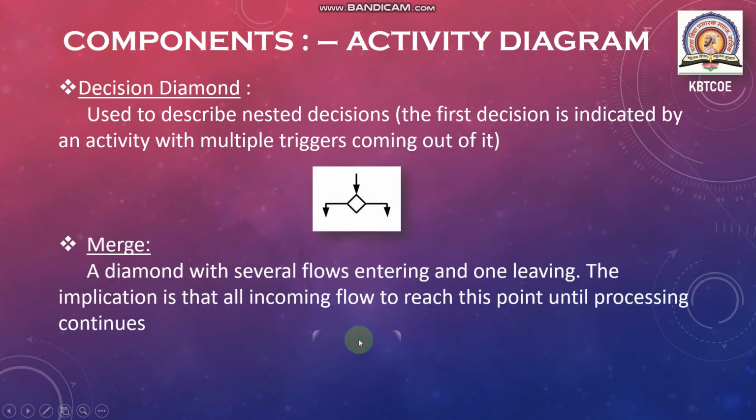Merge, a diamond with several flows entering and one leaving. The implication is that all incoming flows must reach this point before the process continues. In simple words, a process continues until and unless all the inputs to this merge are reached at this point.